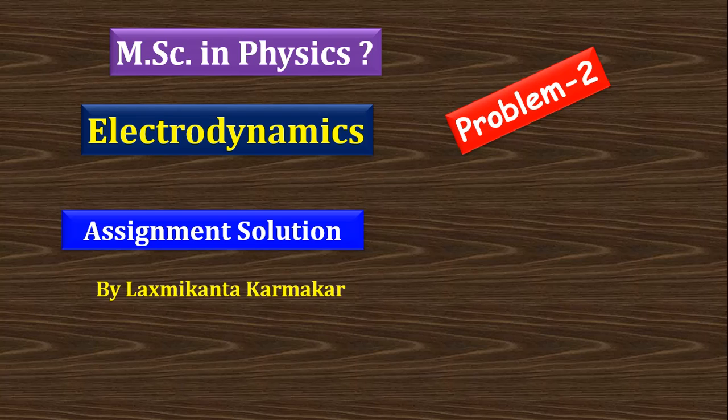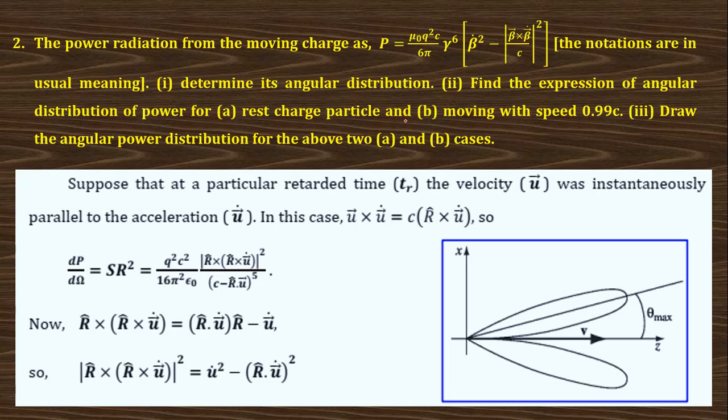Welcome to this video. Today we want to discuss problem number 2 in our internal assessment. The problem says that the power radiation from a moving charge is given by this expression. This is the power expression of an accelerated moving charged particle. The notation has the usual meaning.